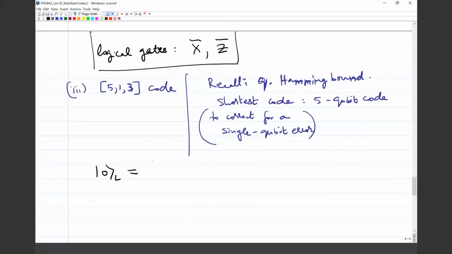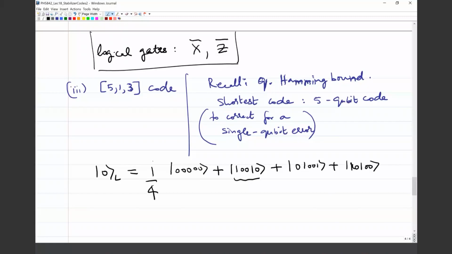So let me write down the code words. Remember, the code words are now in a 5-qubit space, so you will see how messy it is to actually write them down. They are massive superpositions of all these 5-bit strings. How many computational basis states will you have for this 5-qubit space? Exactly, 2 to the 5, which is 32. So the 0 logical will be a superposition of 16 such 5-qubit states, and the 1 logical will be a superposition of another 16 such 5-qubit states.